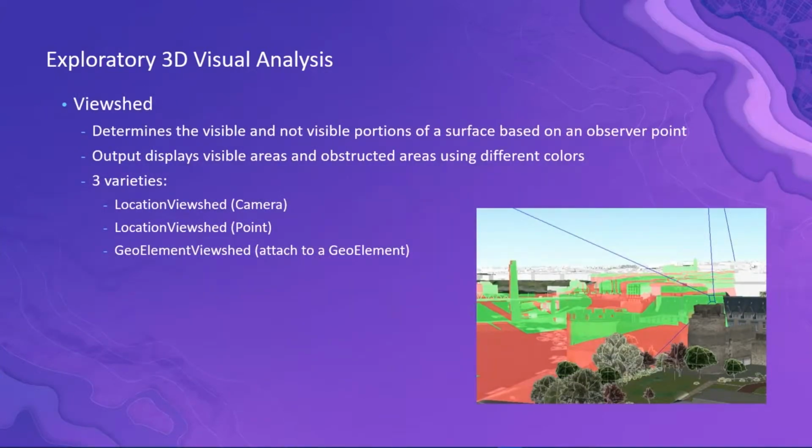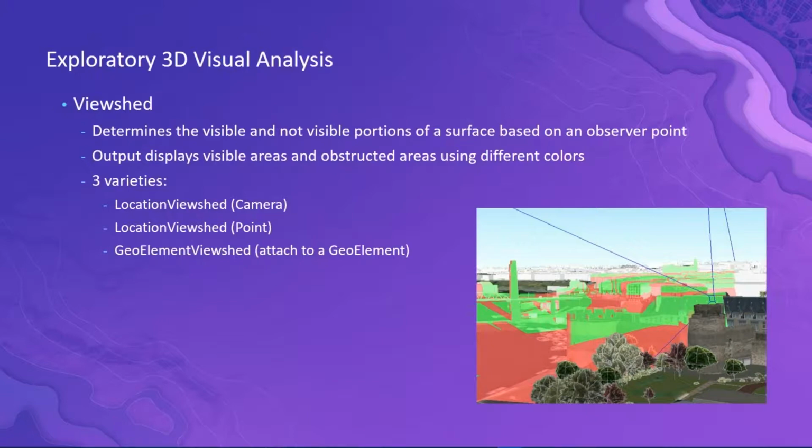So for viewshed, this really determines what the visible and non-visible portions of a surface are based on a single observer point. So those visible and non-visible portions are displayed using different colors as well, like the line of sight is. And we also have a location version of viewshed and a geo-element version.